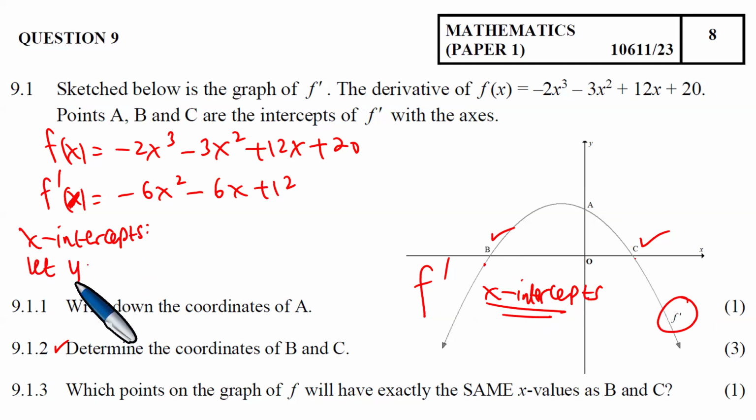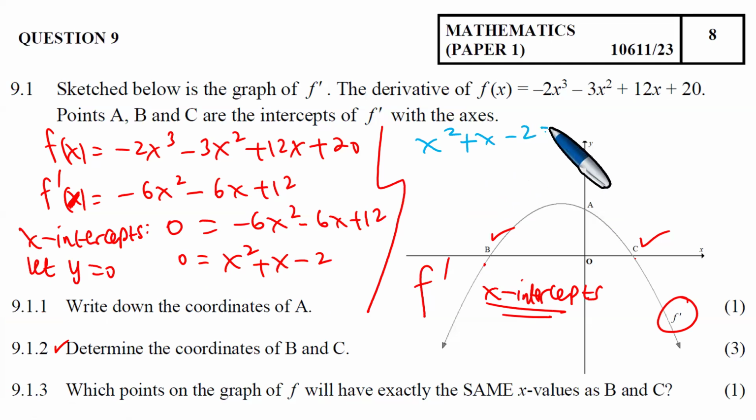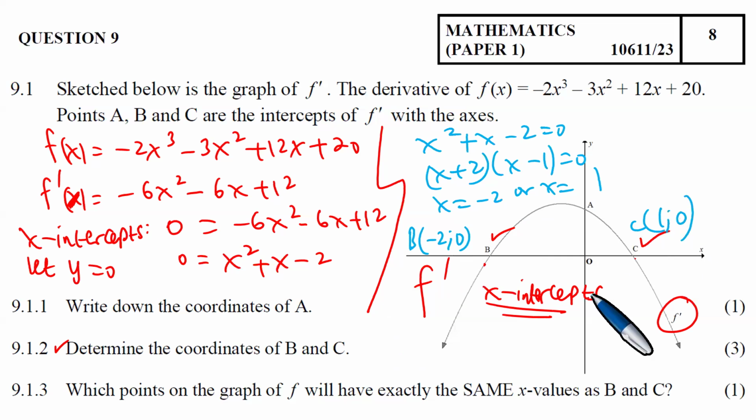How do you get x-intercepts? You let y be 0. So when y is 0, you have minus 6x squared minus 6x plus 12 equals 0. You divide through by minus 6, getting x squared plus x minus 2 equals 0, which means x plus 2 times x minus 1 equals 0, so x is minus 2 or x is 1. B has coordinates minus 2, 0, and C has coordinates 1, 0. Any question?